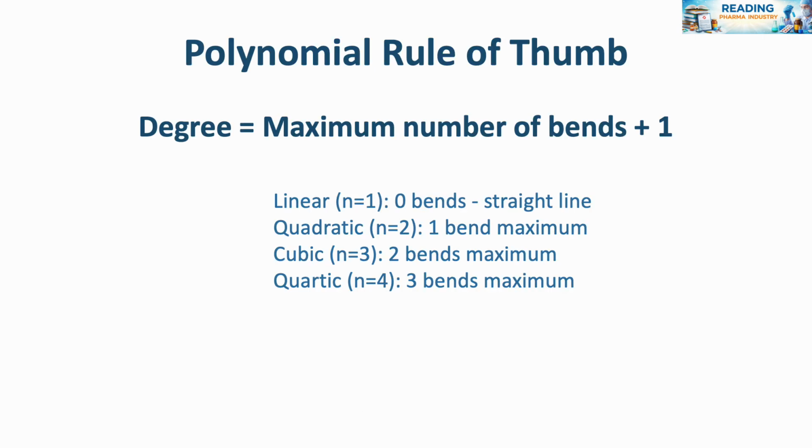So here is a practical rule. The polynomial degree equals the maximum number of bends plus 1. So a linear with degree 1 has 0 bends, so it's a straight line. Quadratic with degree 2 has a maximum of 1 bend. And the cubic with degree 3 has a maximum of 2 bends. Quartic with degree 4 has a maximum of 3 bends.